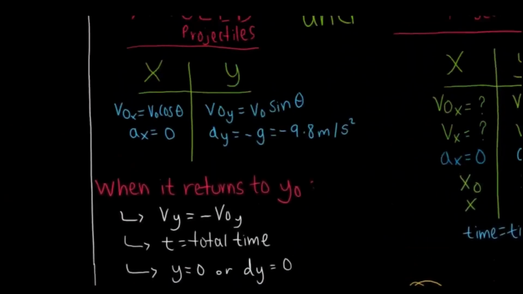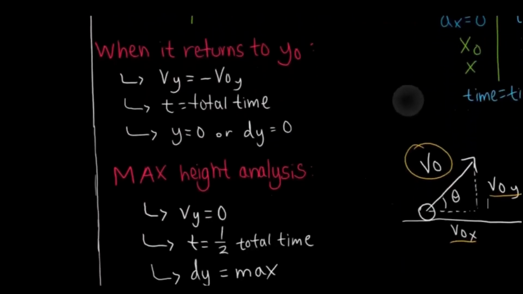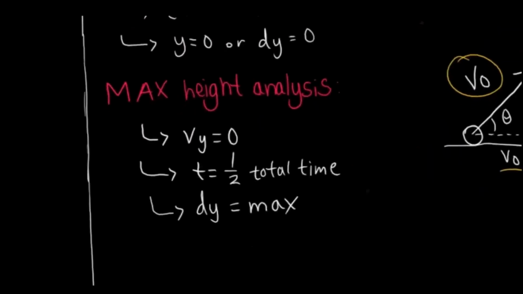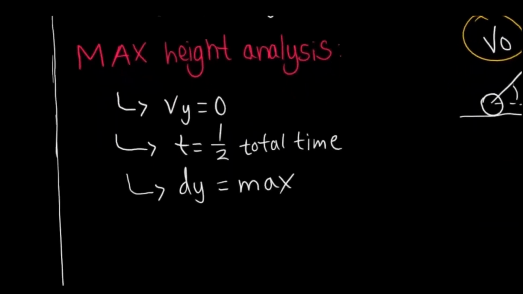When this angled projectile comes back down to its initial y position, like we said before with the up and down problems, the final velocity would be the same as the initial velocity but negative, the time is the total time, and the displacement would be 0. Now, when you want to analyze it as it goes to its max height, it reaches its apex, so velocity is 0 for a moment there. Time is half the total time, and the displacement would be max.